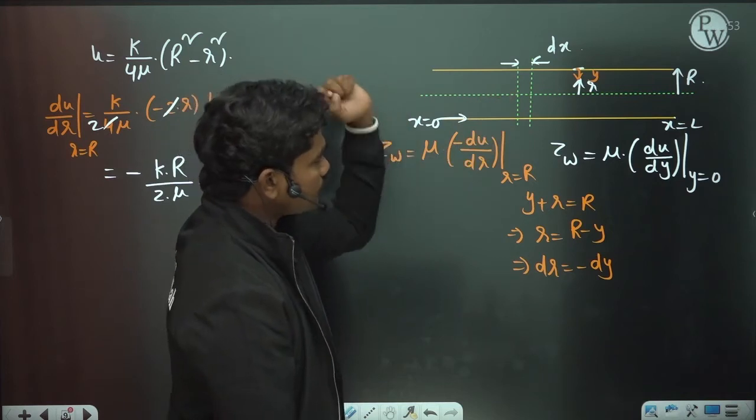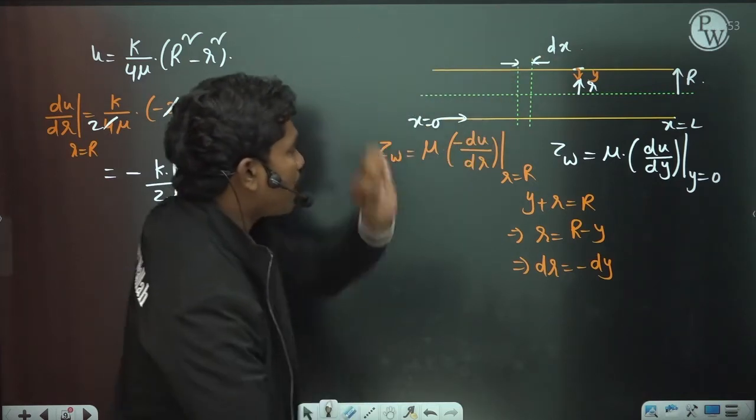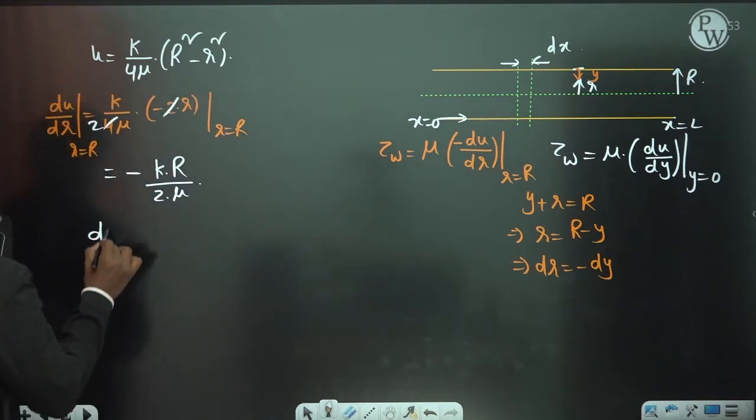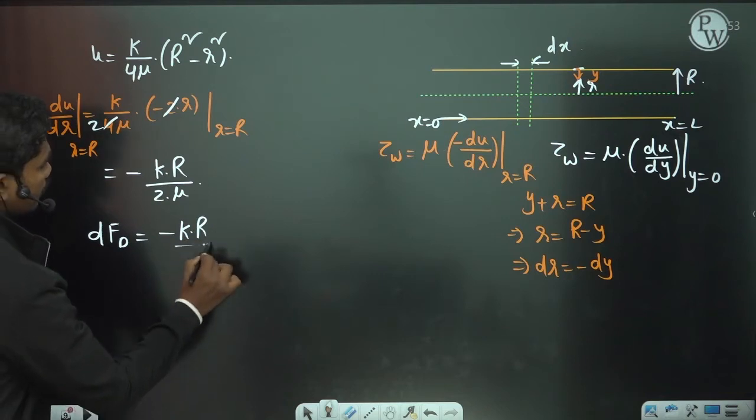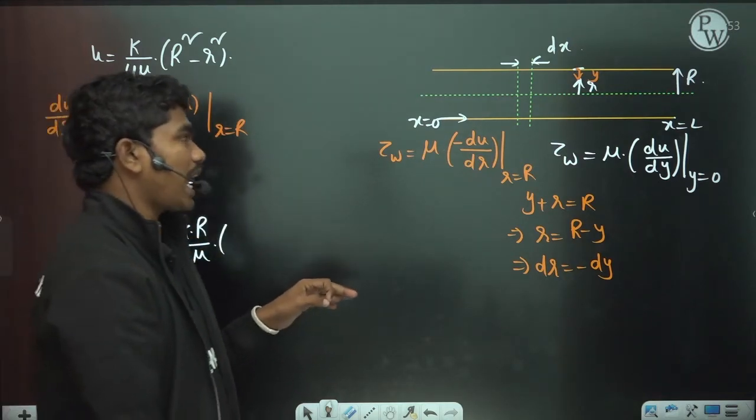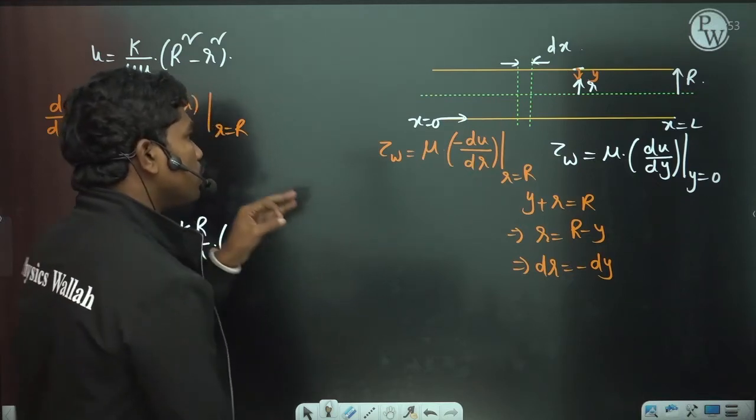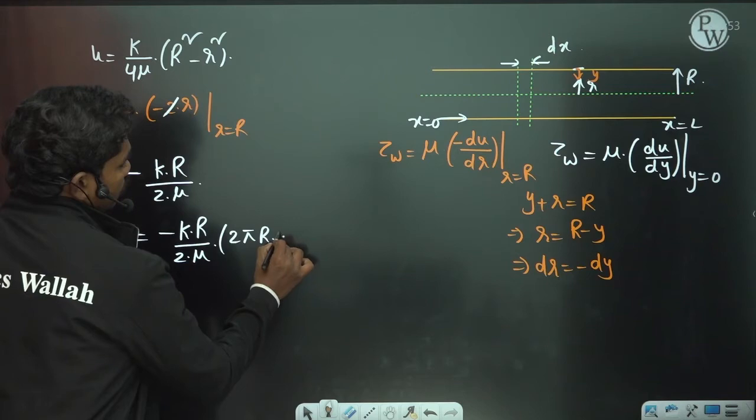So what is the drag force because of this shear stress on this small part of the pipe? The small drag force that is acting is equal to minus K capital R by 2 mu times, now this shear stress is acting on a surface area which is equal to, if the radius of the pipe is capital R, 2 pi R into dx.